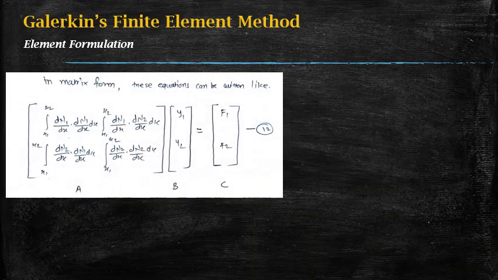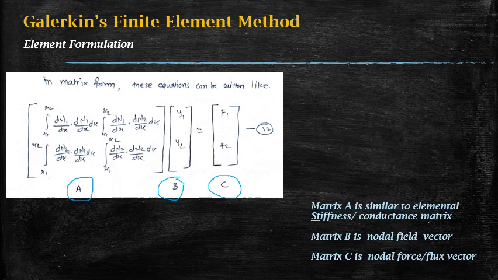Whatever equations we obtained right now, we have written these equations in matrix form. Matrix A into matrix B is equal to matrix C. So matrix A is similar to the elemental stiffness or conductance matrix, depending upon what type of problem you are dealing with. Matrix B is a nodal field vector, and matrix C is a nodal force or flux vector. We will see these things in detail.